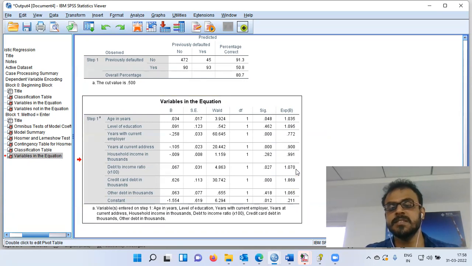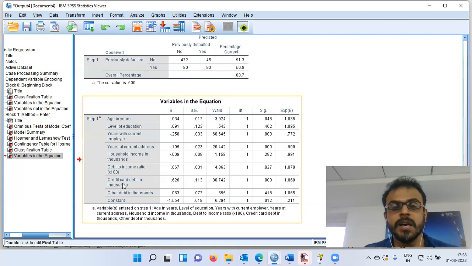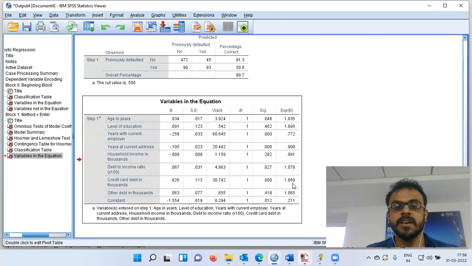It makes a lot of business sense as well, because if a customer's debt builds up, obviously there's a higher odds of him defaulting. The same argument can be made for credit card debt in 1,000. Look at this number. This is 1.86, which indicates that if the credit card debt in 1,000 goes up by 1 unit, then the odds of default increase by 86%. This is a very, very big number. This is how you can interpret any number which is greater than 1.